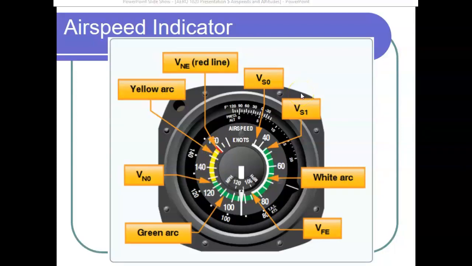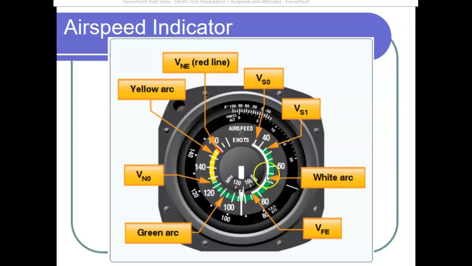Now remember, when you hear the words bottom of the white arc or bottom of the green arc, that means the lowest airspeed on that arc. Okay, so this is the bottom of the white arc. This is the top of the white arc, not the other way around. So at the bottom of the white arc is VSO. VSO is the stall speed in the landing configuration, with the landing gear down and the flaps down.